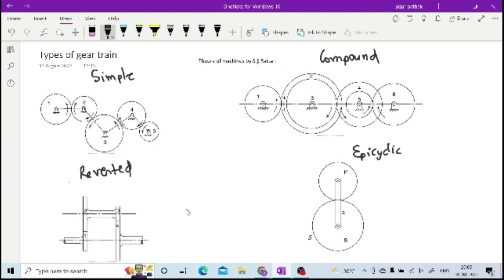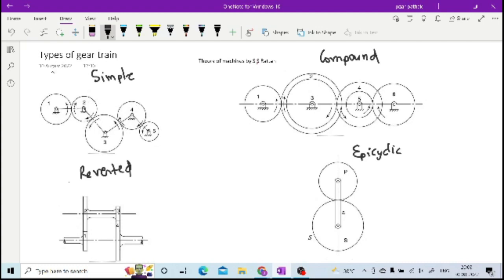Now if you see these different types of gear train, then these gear trains are used to transmit power, right? So sometimes it is not possible to have distance within the vicinity. So in order to have some distance, you have to provide intermediate shafts for transmitting power from one shaft to another shaft. So here in the first case, it is transmitting power from shaft 1 to shaft 5.